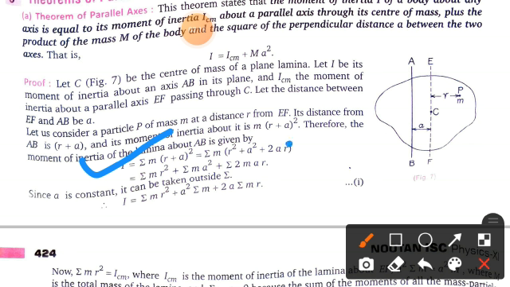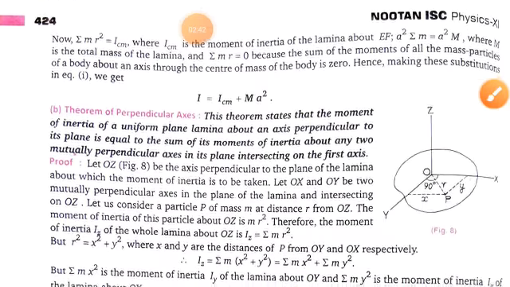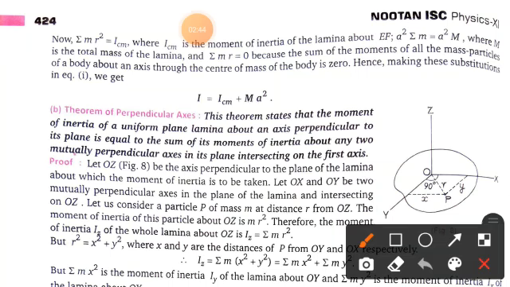So from that we write this relation like this: I equals sigma m r square plus sigma m a square plus 2 sigma m a r. Since a is a constant, it can be taken outside, and the relation looks like this: I equals summation of m r square plus a square summation of m plus 2a summation of m r. Now you can see here, summation of m r square is equal to ICM, the moment of inertia of the lamina about EF.